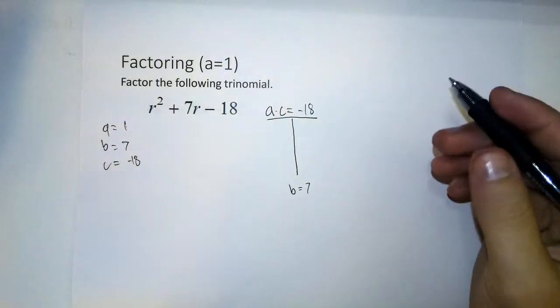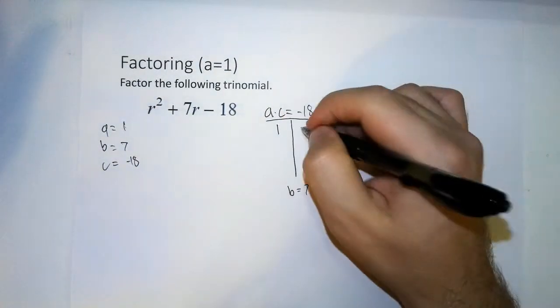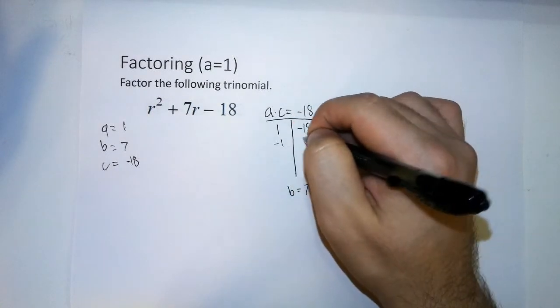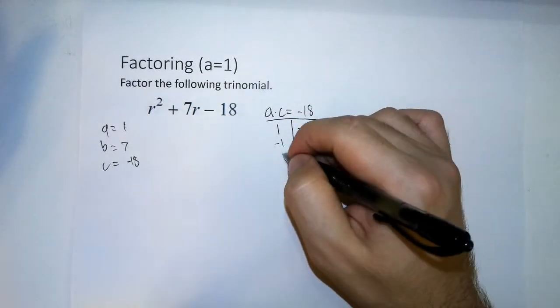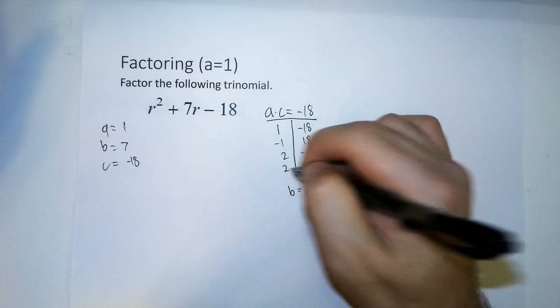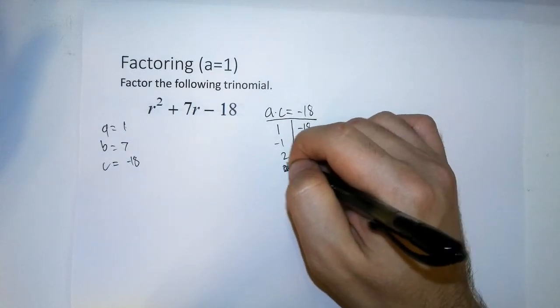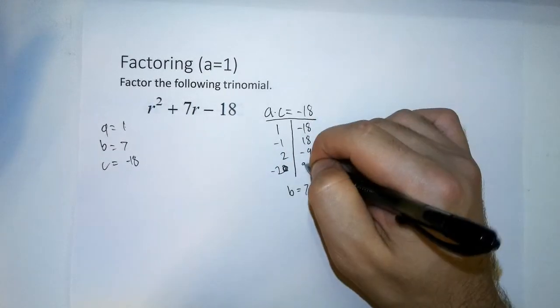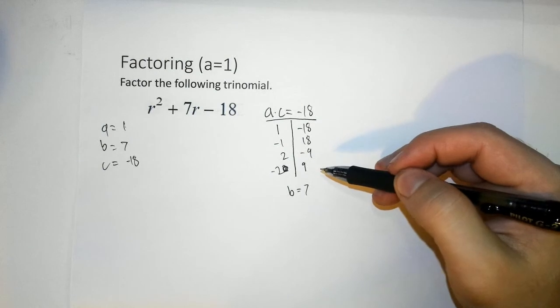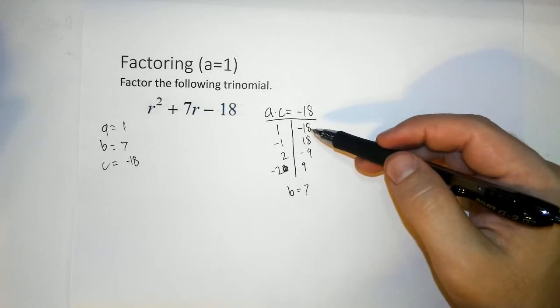So I'm going to start listing these factors. I have 1 and negative 18. That could work. I also have negative 1 and 18. That could work. And I also have 2 and negative 9. That could work. And I also have negative 2 and positive 9. That could work.